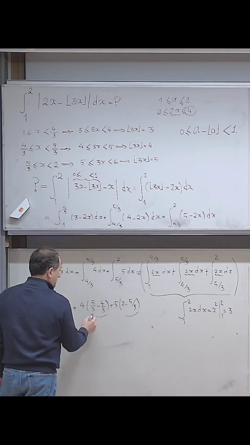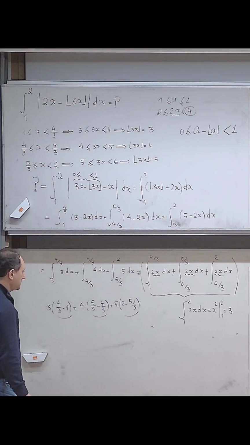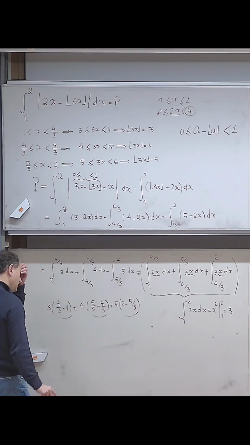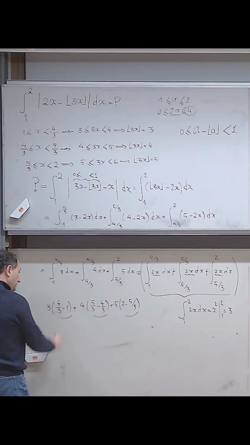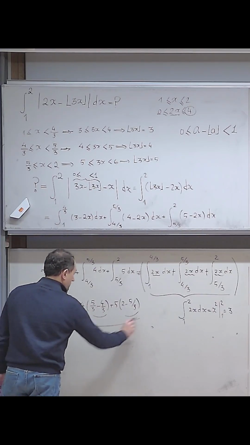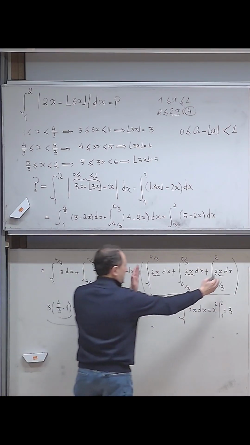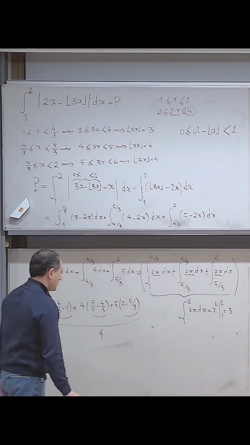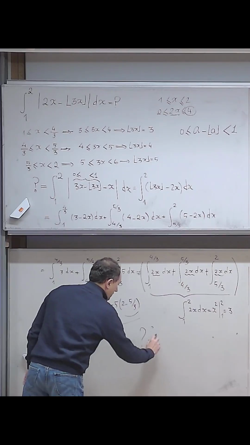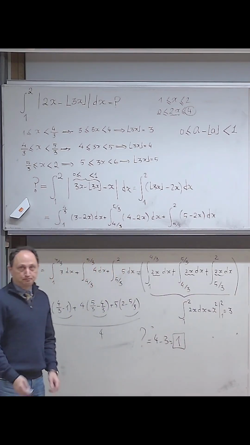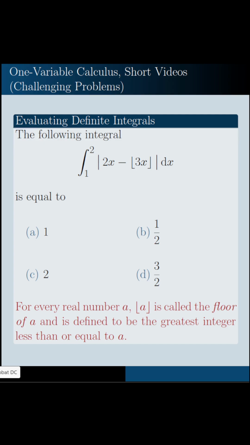But all of these differences are just the length of the subinterval, which is 1/3. So 3 plus 4 plus 5 is 12, and 12 divided by 3 is 4. So this is 4, and the other is 3. I subtract them, so the answer to the question mark is 4 minus 3, which is indeed equal to 1. So if we go back here, we see that option 1 is the correct one.